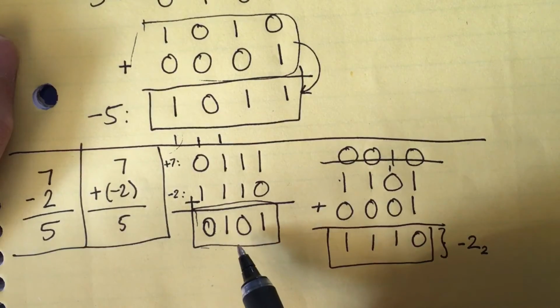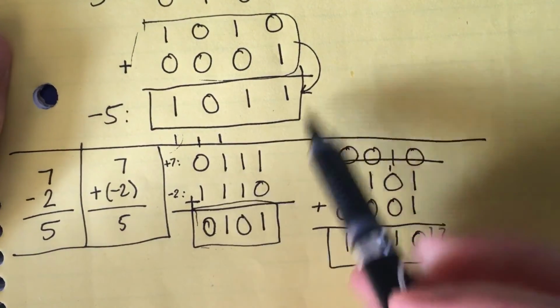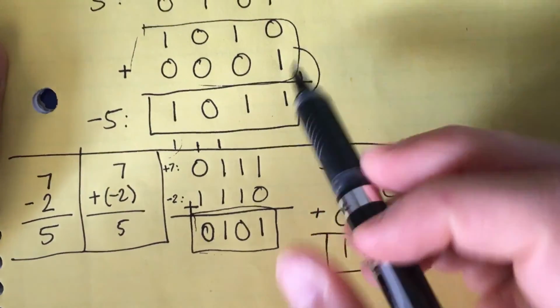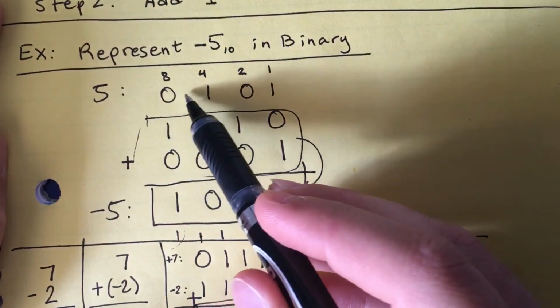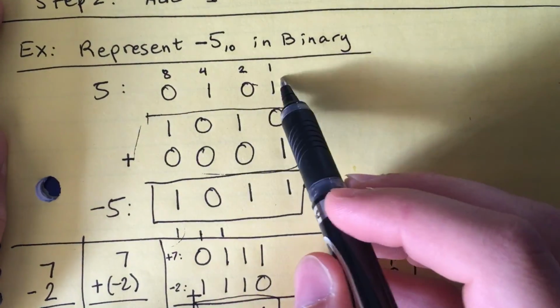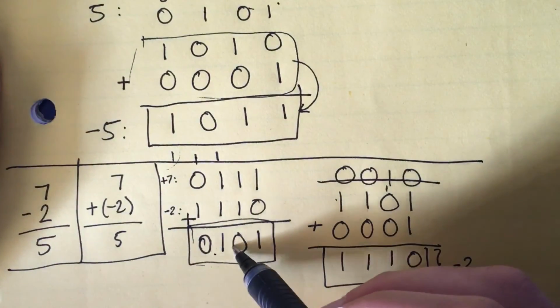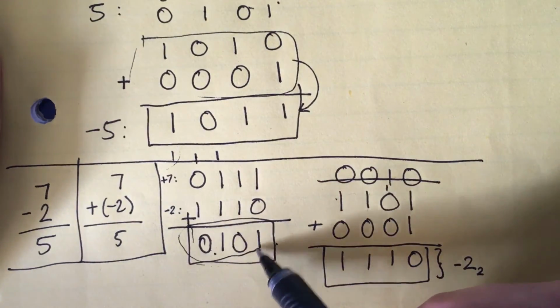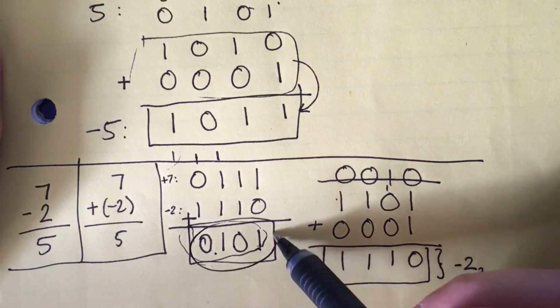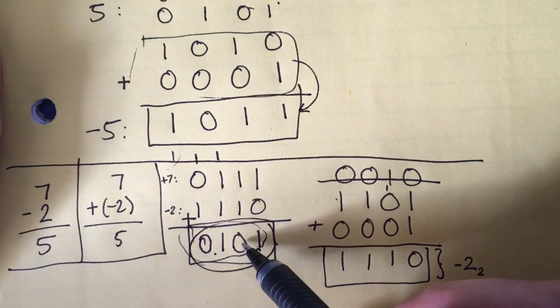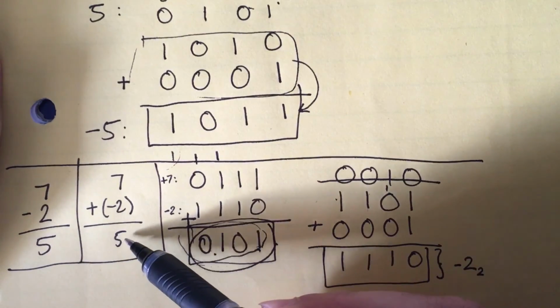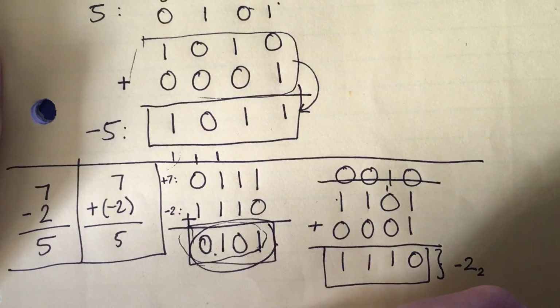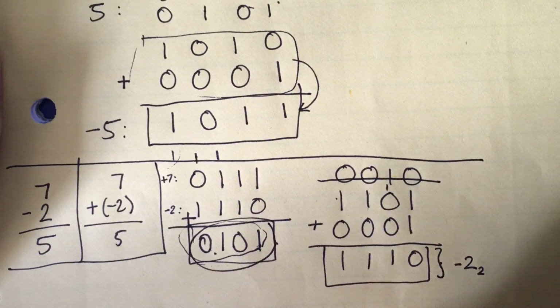Now, how do we check that it's right? As I said before, the number 5 in binary is 0, 1, 0, 1. And what did we get? We got 0, 1, 0, 1. So checking our answer, it should be 5. And this number in binary is equal to 5 in decimal. So that's pretty much it.